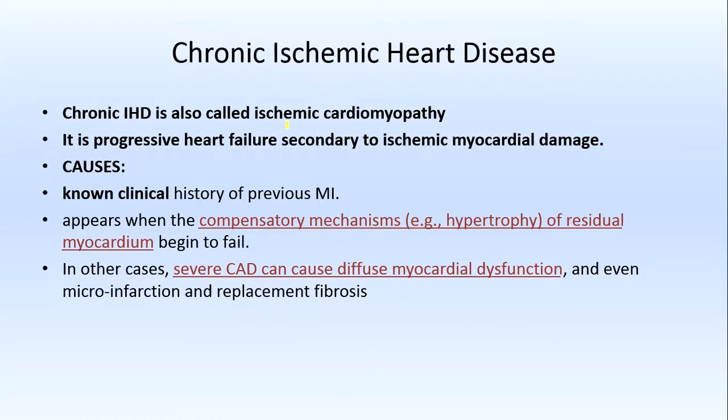Now, chronic ischemic heart disease is also known as ischemic cardiomyopathy. It occurs secondary to ischemic myocardial damage. The cause is either a previous myocardial infarction when the compensatory mechanisms like hypertrophy of residual myocardium fails, and severe coronary artery disease causing diffuse myocardial dysfunction is the major cause.